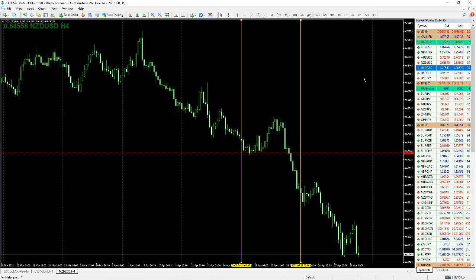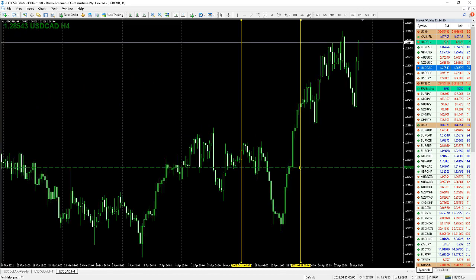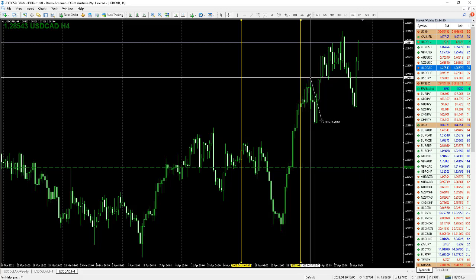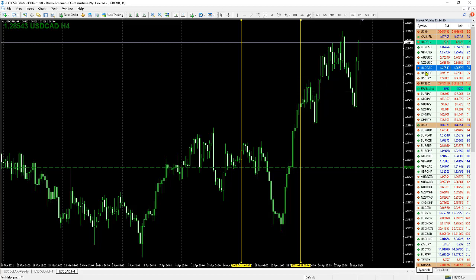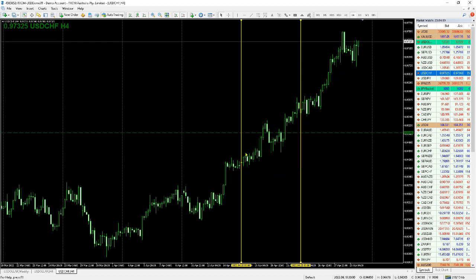Same as that one. The US Canadian is positive, so we should be looking only to go long. If you look at retracements, even until the last bit of the session, it was actually telling us that it is going up.